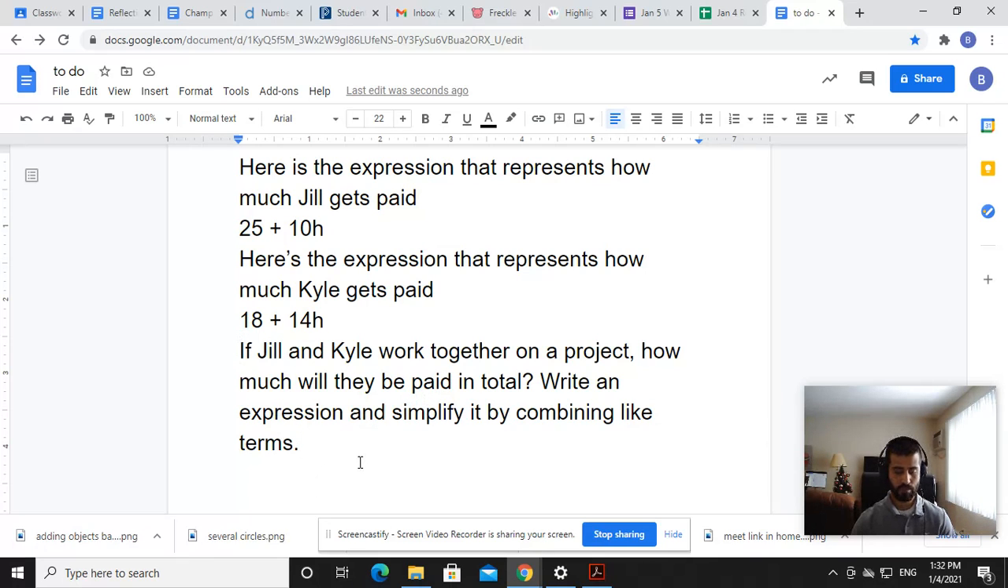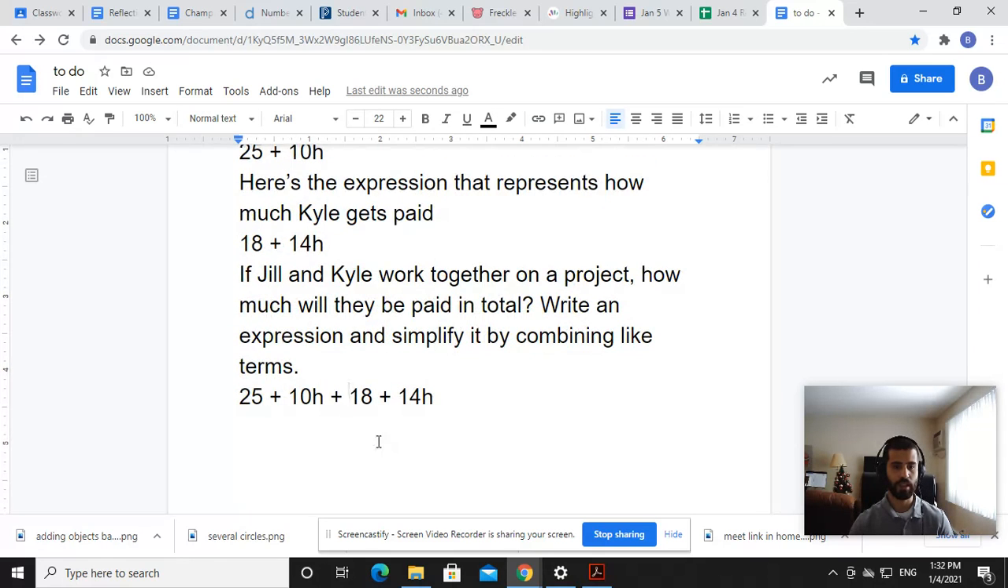So I guess we just add these two together, right? So 25 plus 10h plus the $18 that Kyle gets and the 14 per hour that he gets. So we're just adding both these together. Simple as that. But here's the key word: simplify it by combining like terms. So if you remember from yesterday, like terms have the same variable after them or no variable.